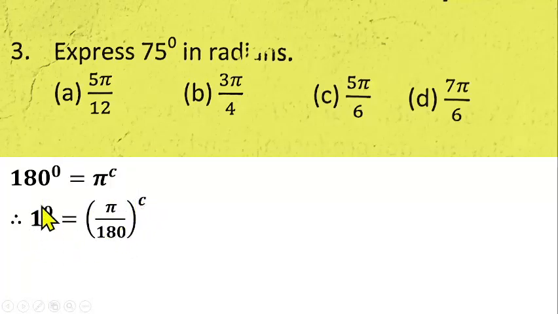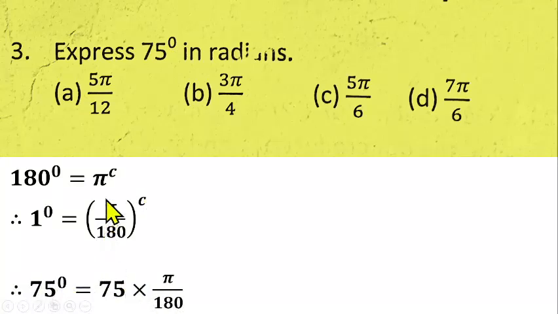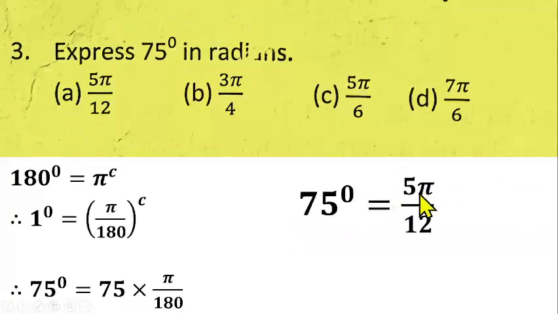Therefore 1 degree will be pi over 180 in radians. If you know what 1 degree will be, you can find 75 degrees. So 75 degrees will be 75 times pi over 180 in radians. You can reduce 75 and 180, so that should give us 5 pi over 12. Therefore 75 degrees will give us 5 pi over 12, which is option A for question number 3.